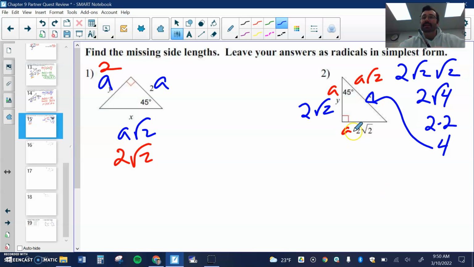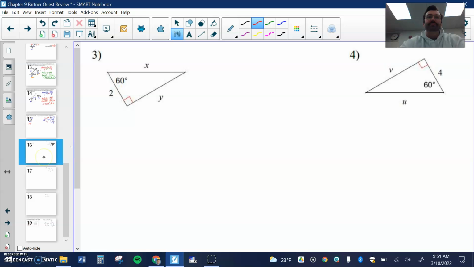Since a is 2 root 2, I substitute this a in right here. So that is, this went here, which was here, right? So then I still have to multiply it by root 2. Well, root 2 times root 2 gives me the square root of 4. The square root of 4, I know, is 2. And then I just multiply these two numbers together to get 4. All right, let's keep going.